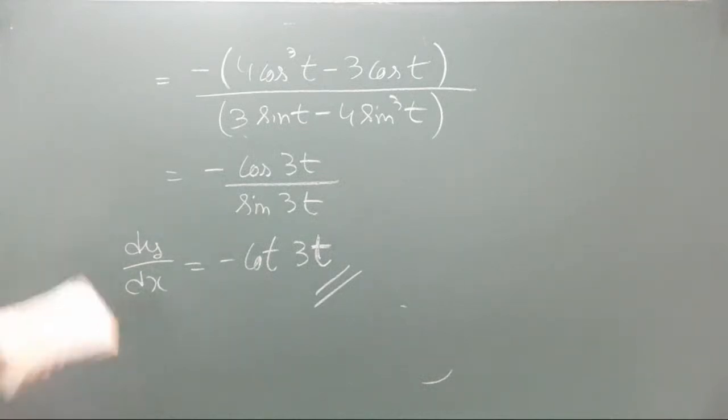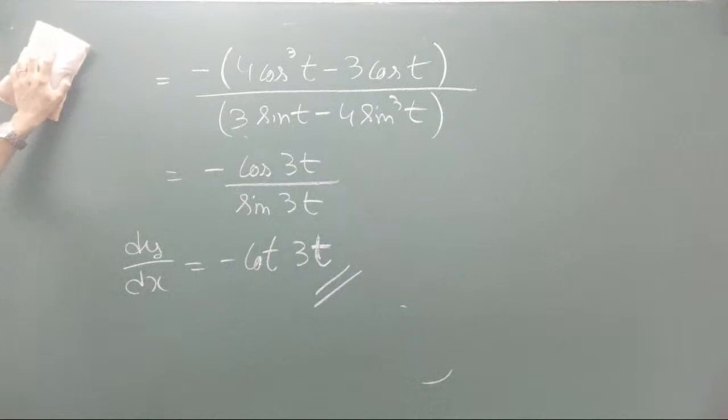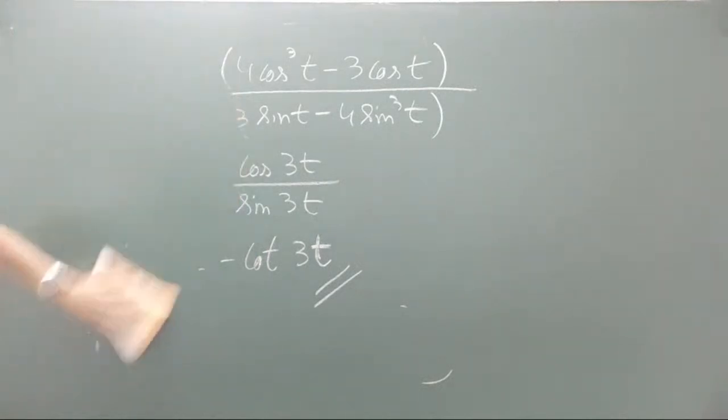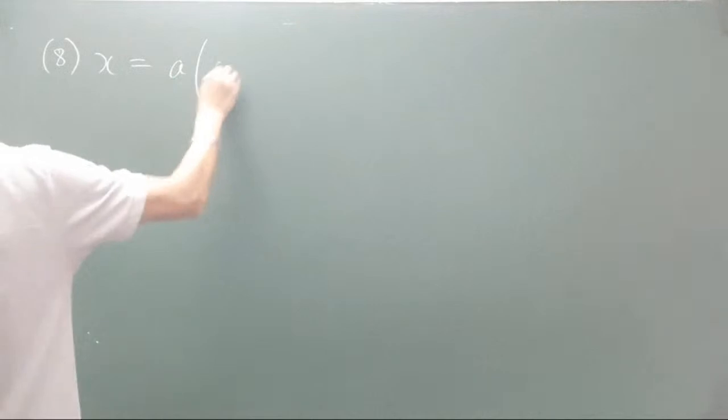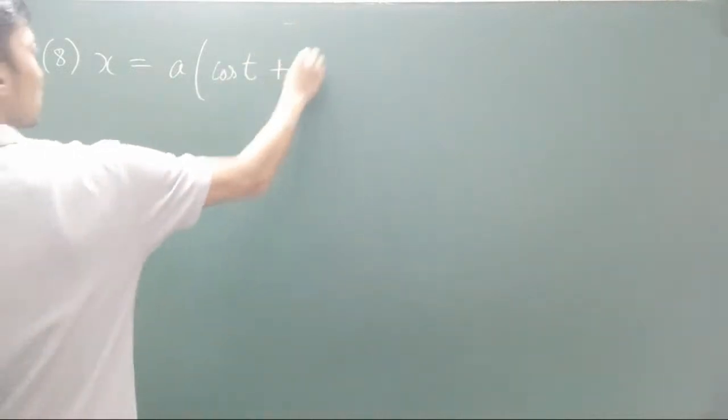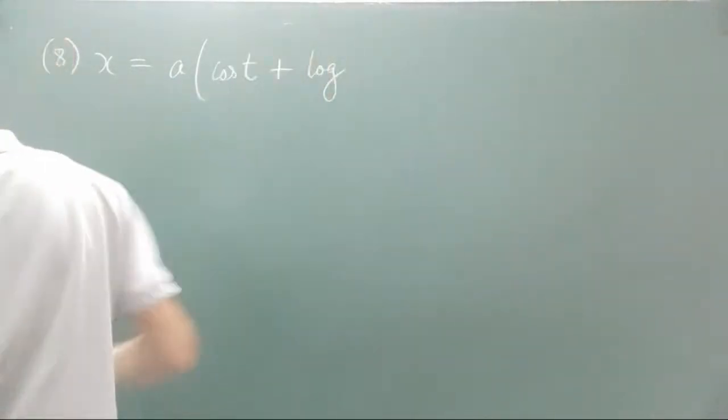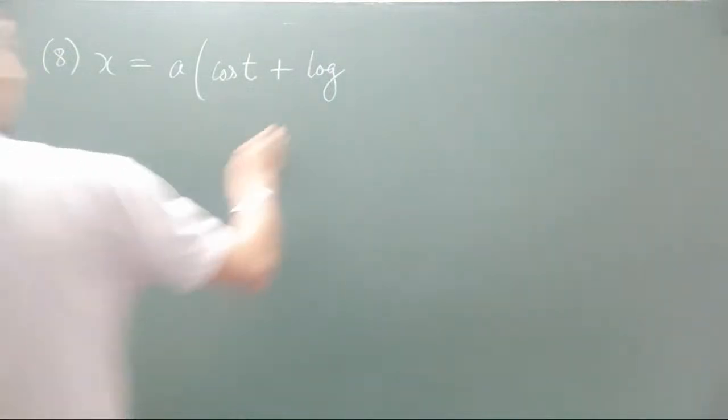Oh yeah, big question this one. Moving on to the next question, 8. x = a (cos t + log tan(t/2)).